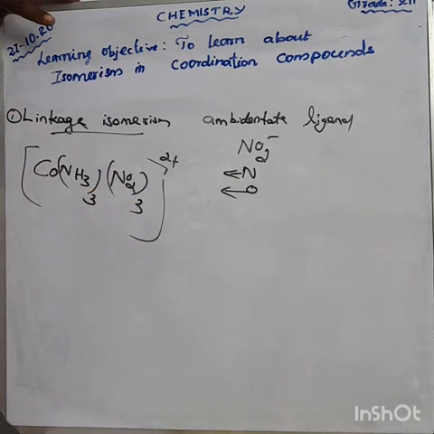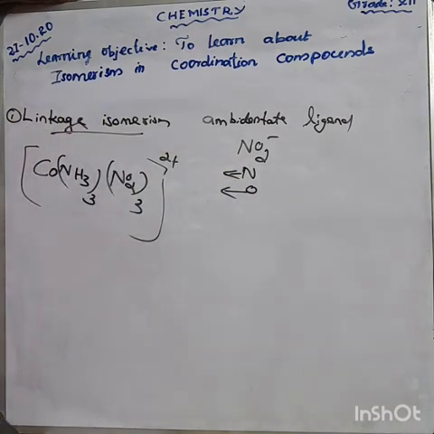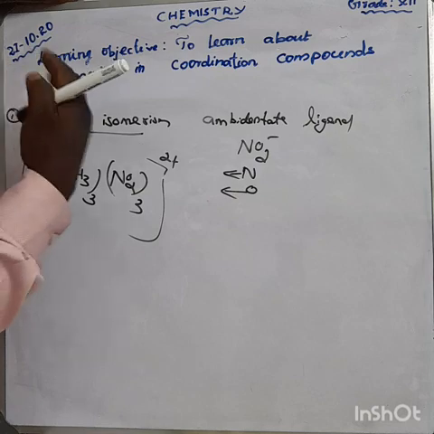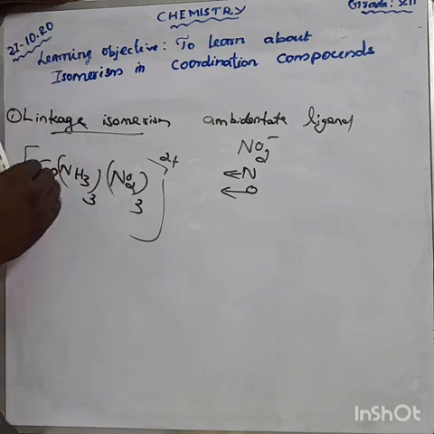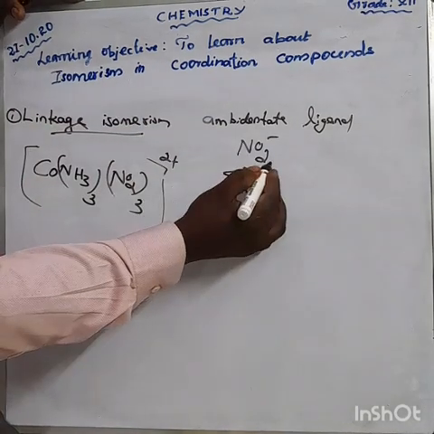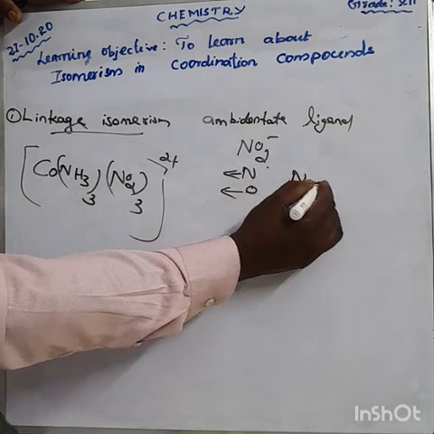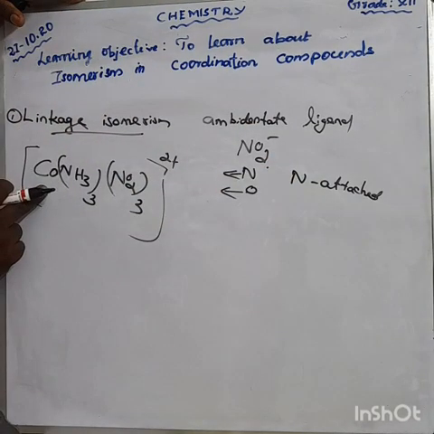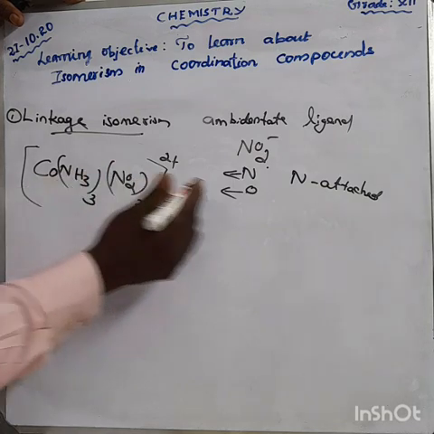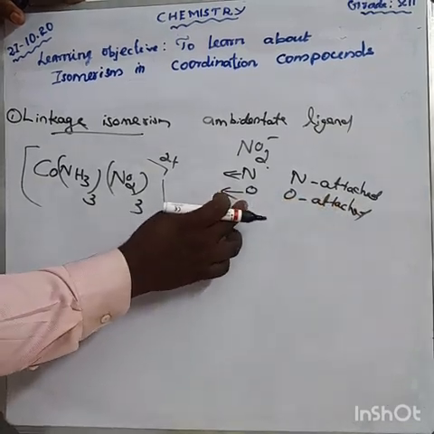Linkage means a bond between the ligand and the central metal atom or ion through either of its two different donor atoms. Nitrogen is a donor atom and oxygen is also a donor atom. If it is attached through nitrogen, it is called nitrogen attached: nitrogen is attached to the central metal, cobalt. Suppose oxygen is attached, then it is O attached: oxygen is attached to cobalt.